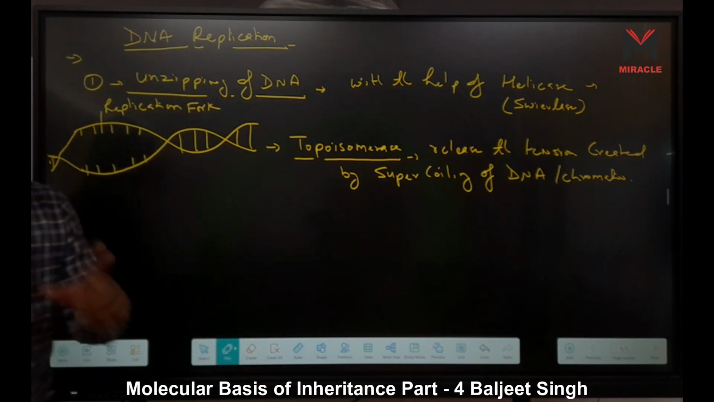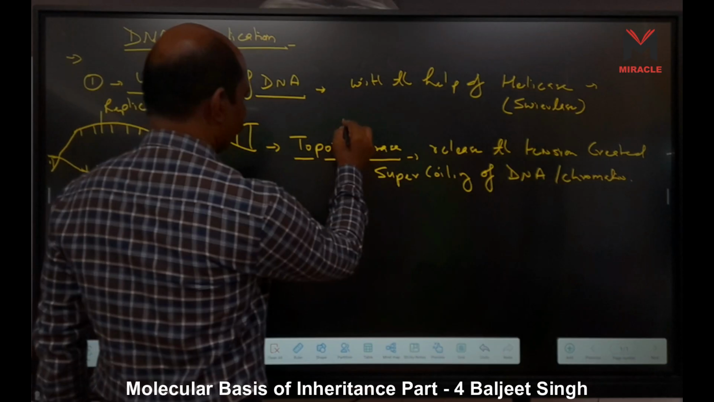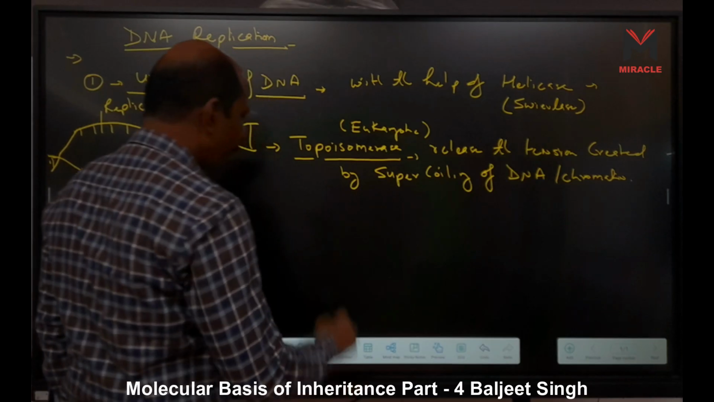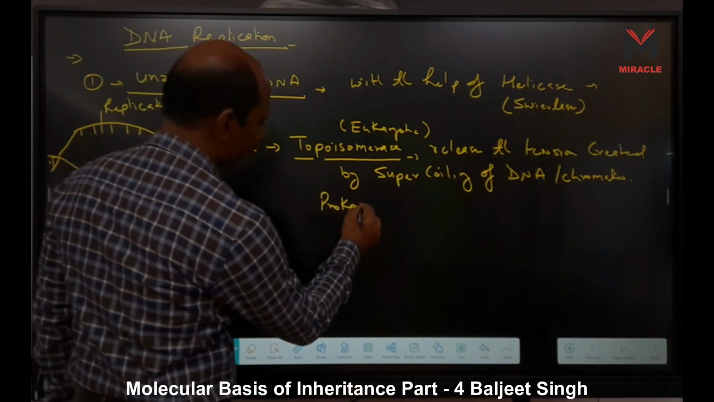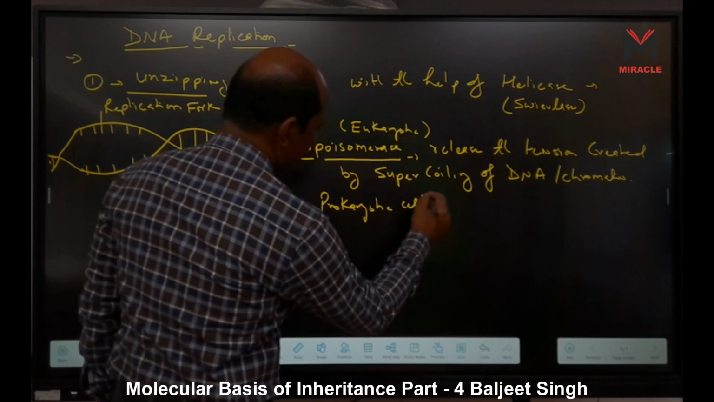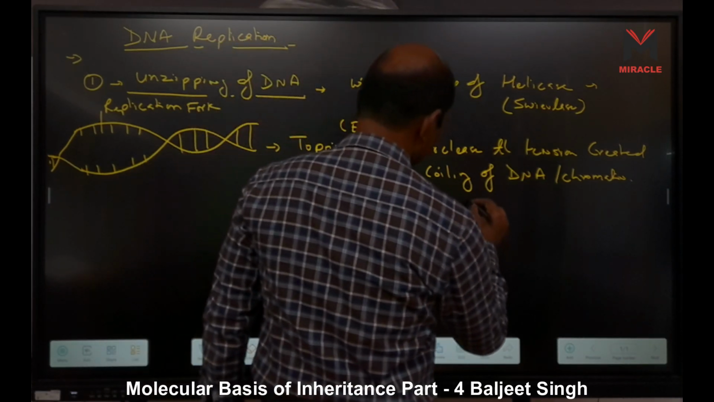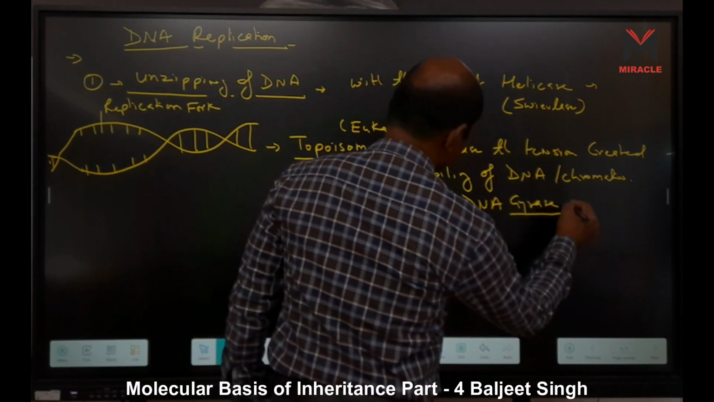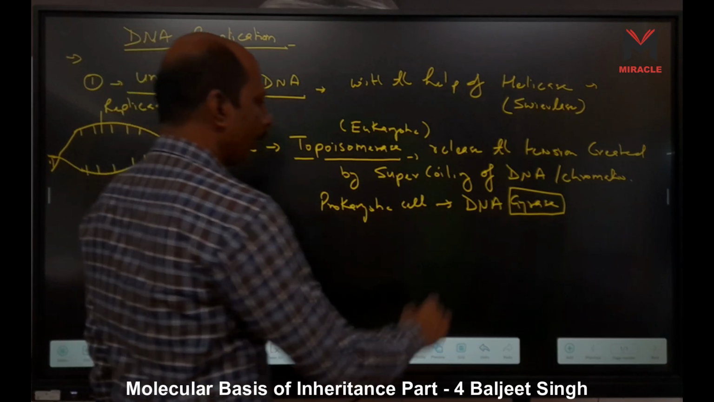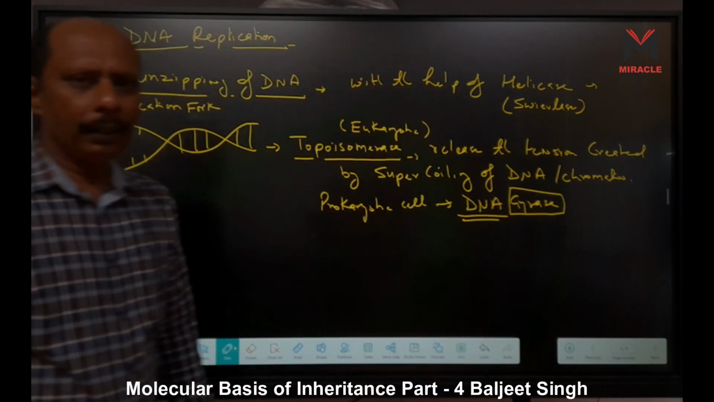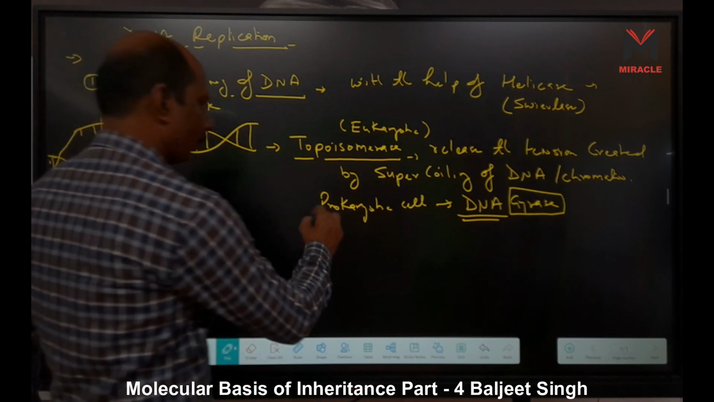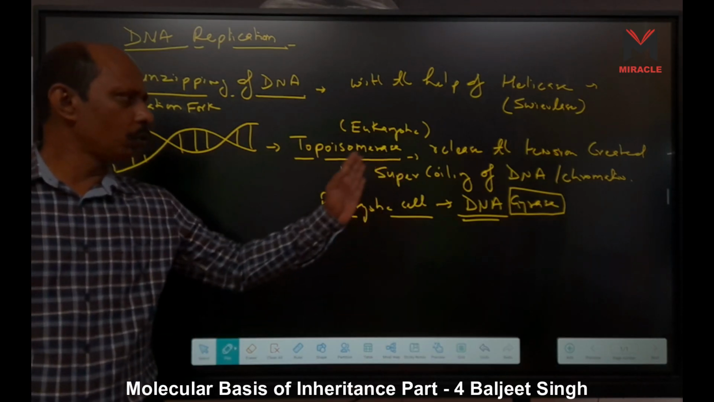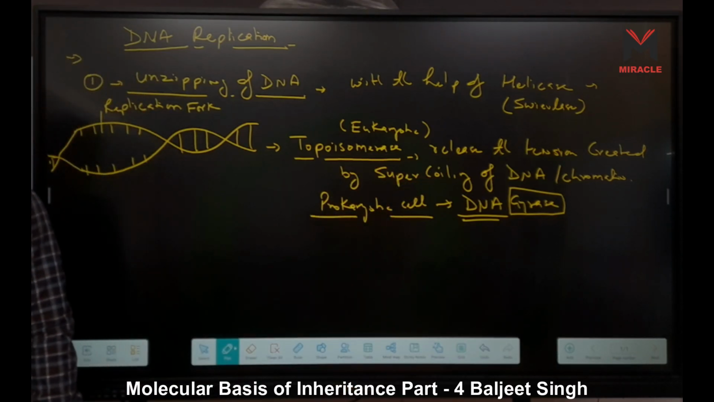This is topoisomerase in eukaryotic cells, but in prokaryotic cells, this topoisomerase is called DNA gyrase. Right? So the DNA gyrase enzyme in prokaryotic cells and topoisomerase in eukaryotic cells release the tension due to the supercoiling of DNA chromatids.